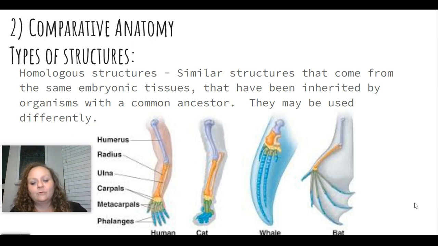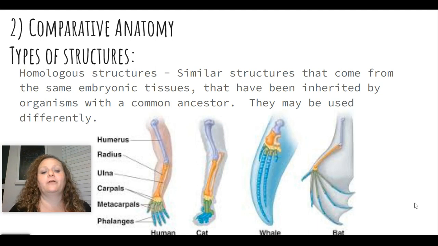Now, this is not to say humans have evolved from bats or whales or cats. It just means that humans, cats, whales, and bats all shared an ancestor at some point. And it could have been 3 billion years ago or 2 billion years ago. But at some point, they all shared a common ancestor. And the more similar the structures are, probably the less amount of time that's passed since they had a common ancestor.